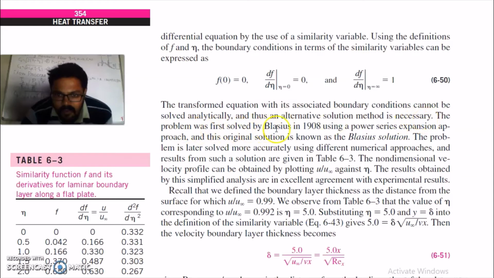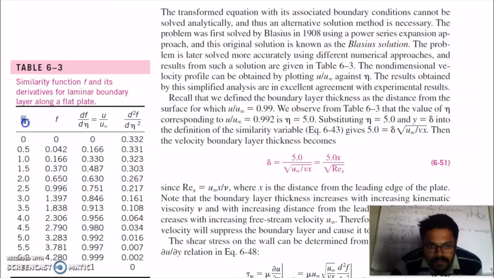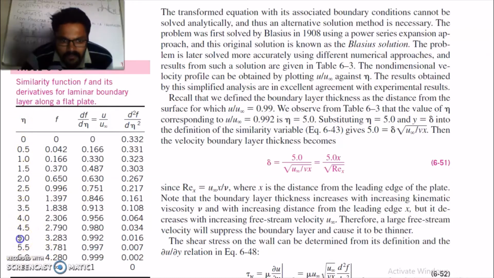The problem was first solved by Blasius using a power series expansion approach, and this original solution is known as the Blasius solution. The problem was later more accurately solved using a numerical approach, and results for this solution are given in a table. In this table, the function f value, eta value, and df by d-eta, which is equal to u by u infinity, are represented. When eta is 5, you can see u upon u infinity is almost 99%, meaning u upon u infinity is 0.992, corresponding to eta equal to 5.